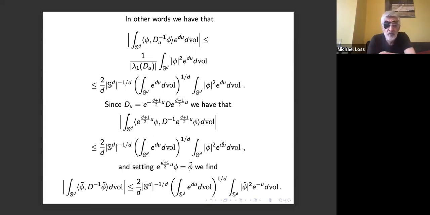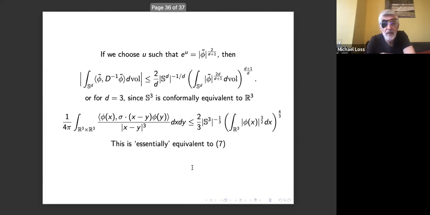Now you see, the u has not been determined yet. You can choose it in any way you like. And what you're going to do is set e to the (d plus 1) over 2 u phi equals phi twiddle. What you then get is that this quantity with this phi twiddle is less than this constant times this quantity here, phi twiddle e to the minus u d volume. But if you replace the e to the du in terms of phi twiddle, you get precisely this inequality, which I have on the top.